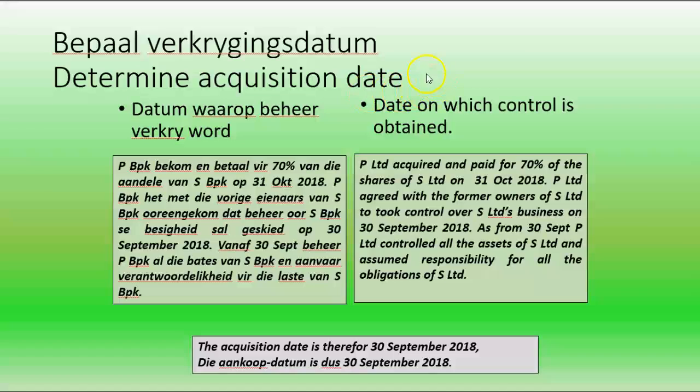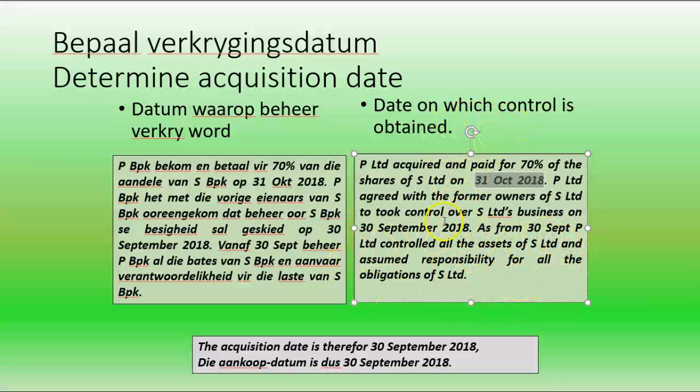The second step is to determine the acquisition date. That is the date on which control was obtained. P Limited acquired and paid for 70% of the shares in S Limited on 31 October 2018. P Limited agreed with the former owners of S Limited to take control over S Limited's business on 30 September, that must be 30 September 2018. As from 30 September then, P Limited will control all the assets of S Limited and they will assume responsibility for all the obligations of S Limited.